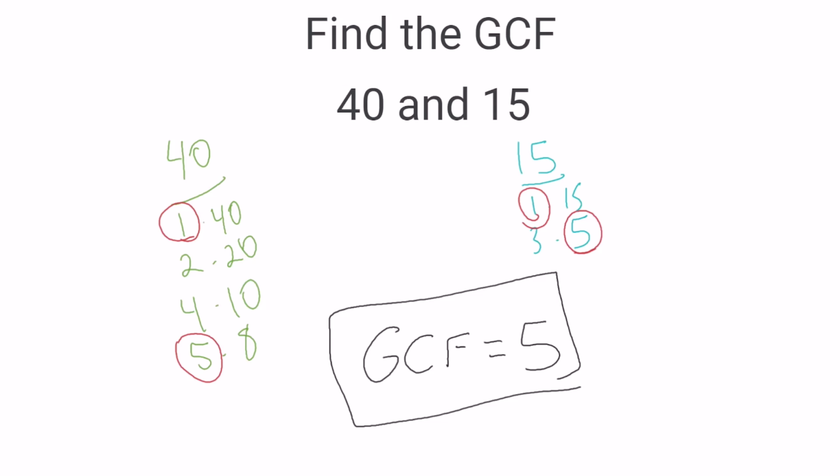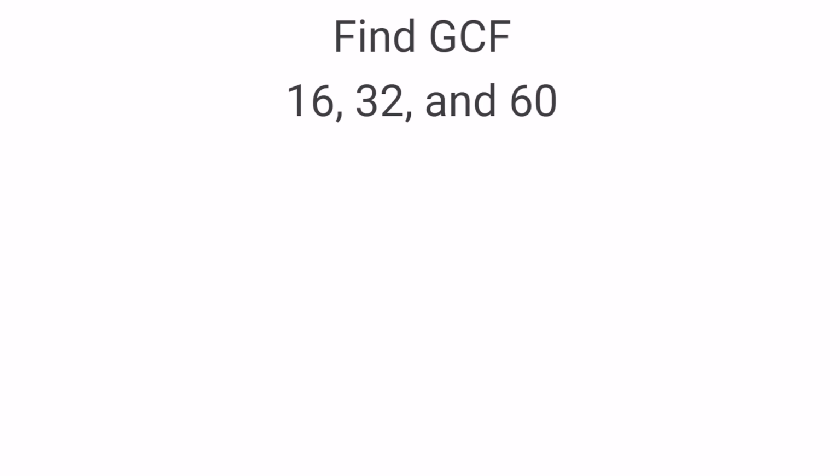I have one more example to show you exactly how to find the GCF when we have more than two numbers. So let's jump right in. Here I want to find the GCF between 16, 32, and 60. The process remains exactly the same. I'm going to start by taking my 16 and finding all the values that multiply to it. Well, that's 1 and 16, 2 and 8, and then 4 and 4.